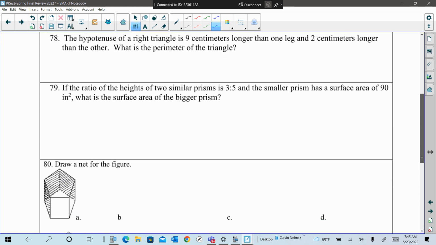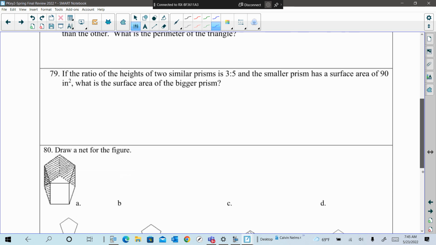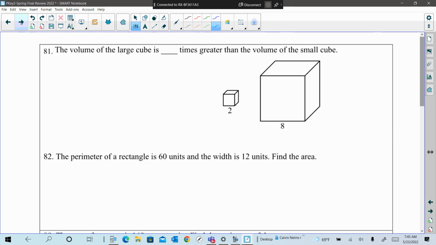This is requiring you to do some working backwards. Kind of mixed practice. You have multiple choice there. The volume of the cube is blank times greater than the smaller. You can see here's 2 to 8. We're trying to figure out what they did. What is the scale factor just between the 2? It would be 4. 2 times 4 gives me 8, but for volume, I have to take that 4 and cube it. So this would be 64 times greater.